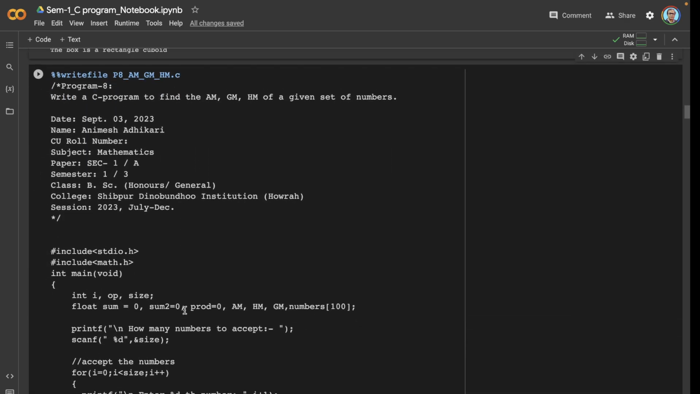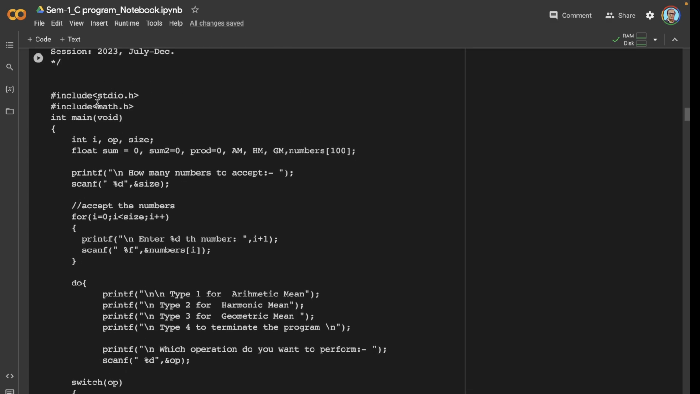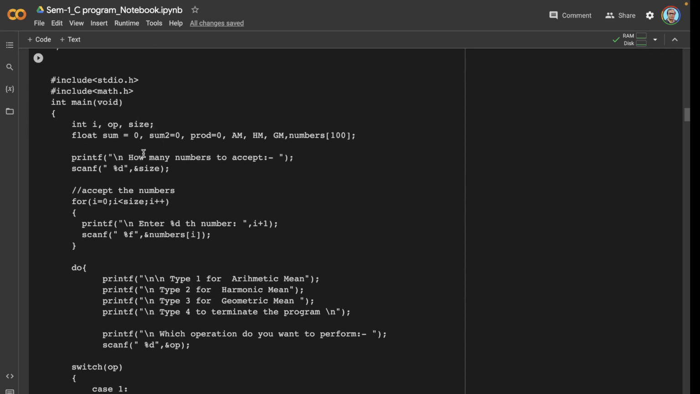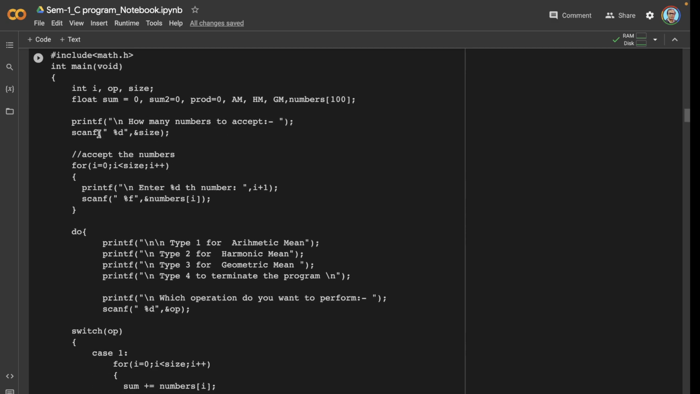Next, problem 8. Write a C program to find arithmetic mean, geometric mean, harmonic mean of a given set of numbers. Here include stdio.h and also include math.h, integer main, integer variables I, op, size, float sum initial value 0, sum2 initial value 0, product initial value 0, am, hm, gm, and numbers, a one dimensional array numbers with dimension 100. Here, how many numbers to accept? Scanf size, say maybe 10 numbers or 20 numbers.